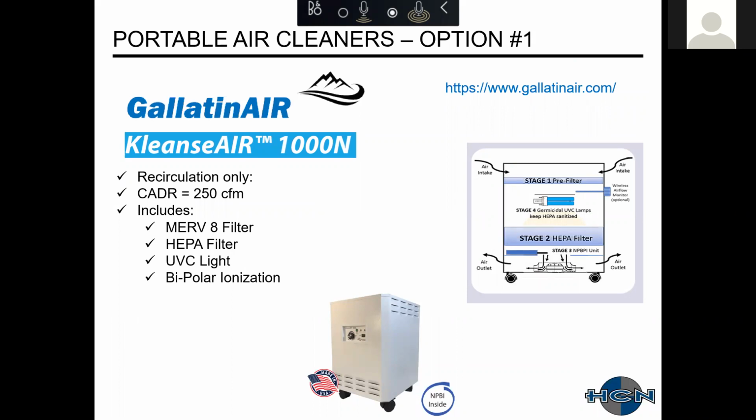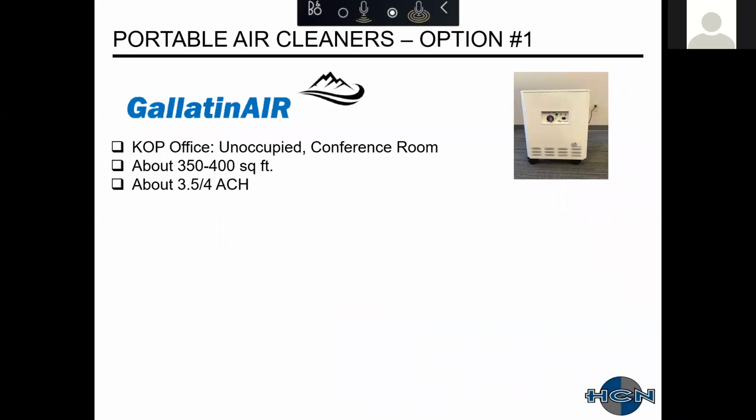The first one is a company called Gallatin Air, their Cleanse Air product. There's a cutaway view. It includes a MERV pre-filter and a HEPA final filter. There are UVC lights as well as bipolar ionization. It's available only for recirculation. So before repping this product, we asked them to send us a sample so that we could test it out. We wanted to make sure that it worked as advertised.